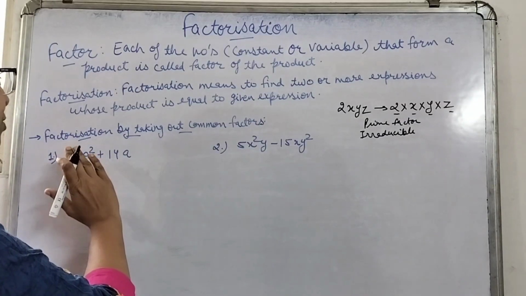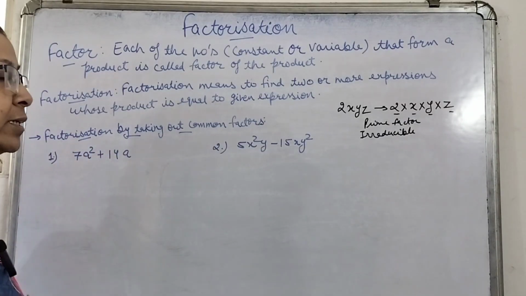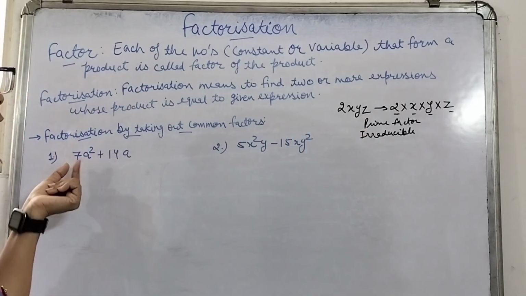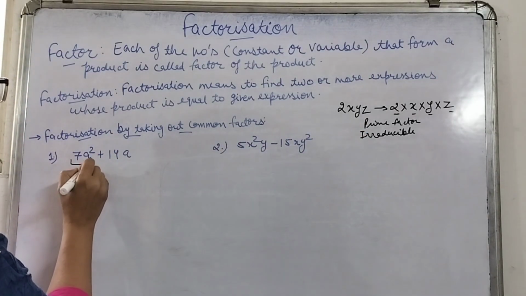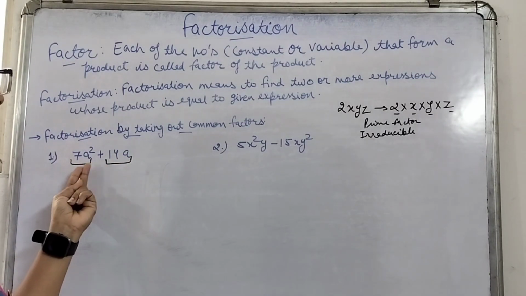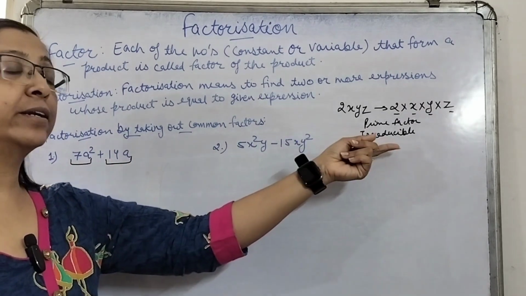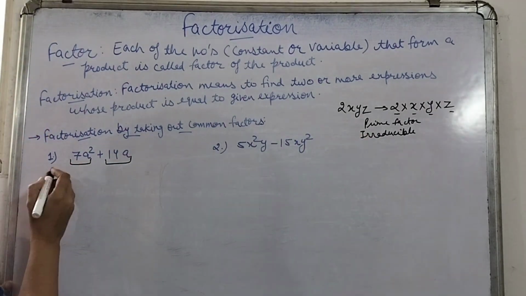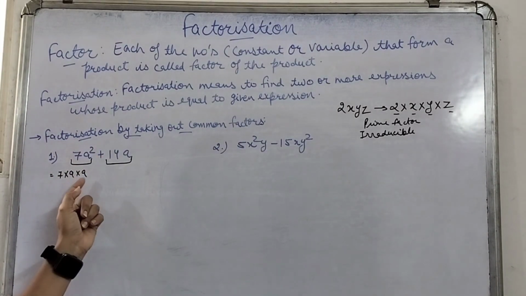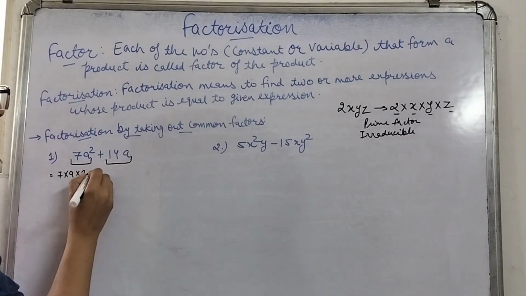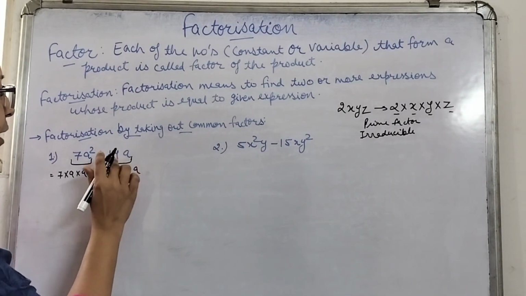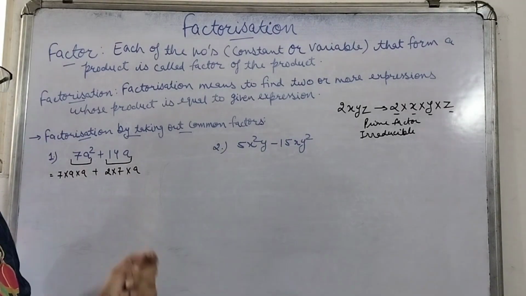First of all, we will convert all the terms into their irreducible factors. Here we have two terms. This is one term, and this is another term. We will write these two terms as irreducible factors. So 7a square can be written as 7 multiplied by a multiplied by a. And 14a can be written as 2 multiplied by 7 multiplied by a.